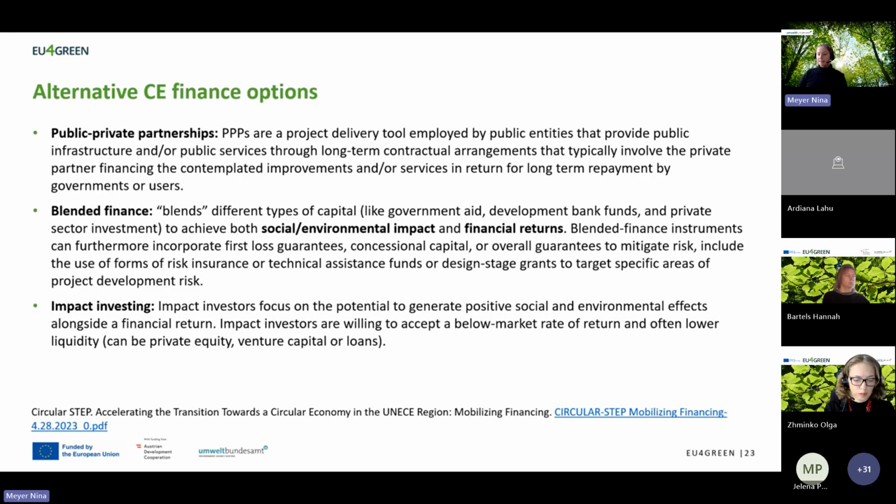And impact investing is more focused on generating social and environmental positive effects alongside the financial return, but impact investors might be willing to accept a below market rate of return, so a lower profit, in exchange for those positive social and environmental effects, which would be achieved with our circular economy projects due to lower environmental effects. Impact investing can be private equity, venture capital, or loans. So impact investing mostly covers the goal of it, but can be any kind of capital.